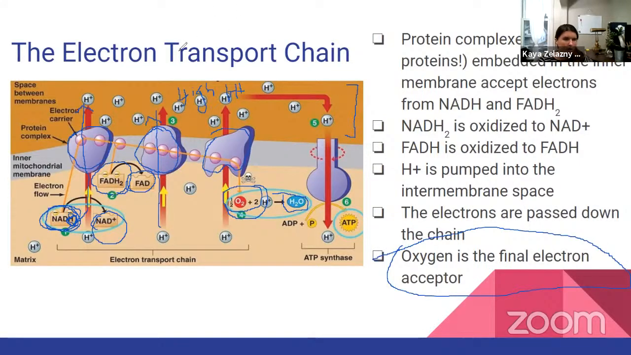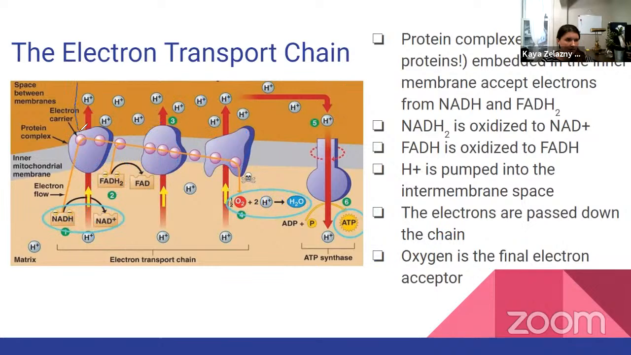Okay. So what happens after the electron transport chain is we've created this state where we have a lot of hydrogen built up in this intermembrane space. And we've moved basically all of the hydrogen out of the matrix. So this would be our low hydrogen area. Okay.